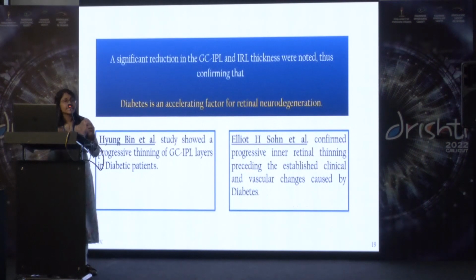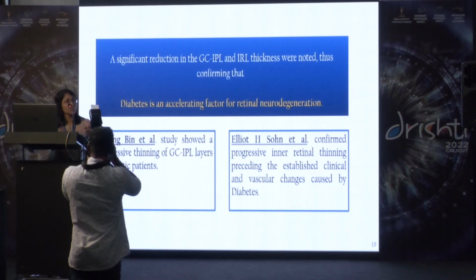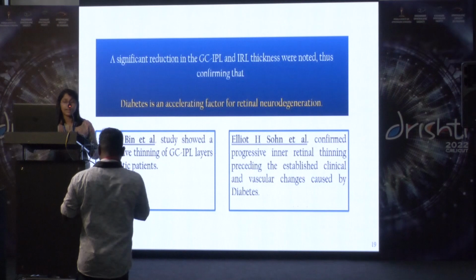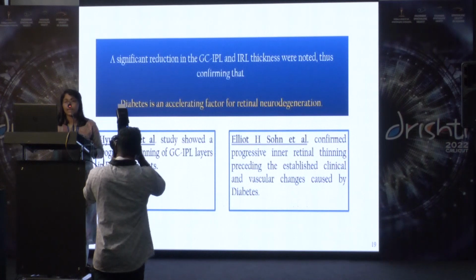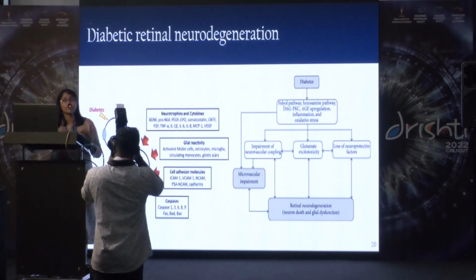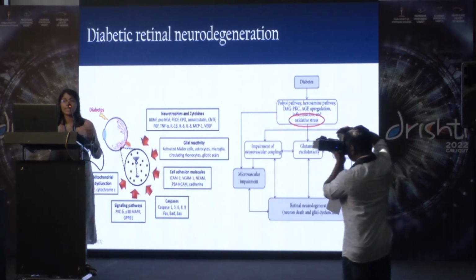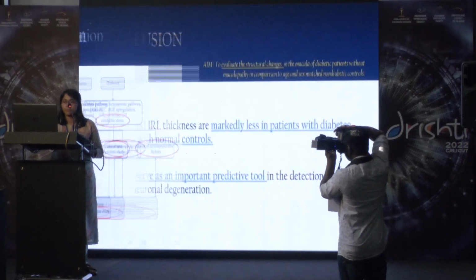Discussion. A significant reduction in the GC-IPL and IRL thickness was noted, thus confirming that diabetes is indeed an accelerating factor for retinal neurodegeneration. My study is in agreement with Hyung Bin et al.'s study, which showed progressive thinning of GC-IPL layers. Eliot et al. confirmed progressive inner retinal layer thinning preceding the clinical stages in diabetes. This is a short diagram to show you what is happening in diabetic retinal neurodegeneration. Various pathways result in oxidative stress and glutamate excitotoxicity, finally resulting in neuron death and glial dysfunction.